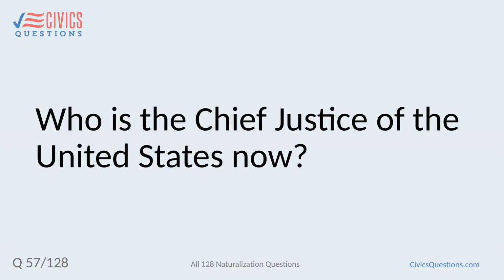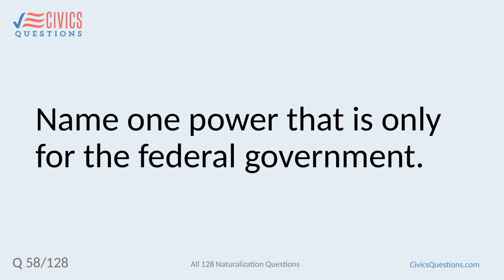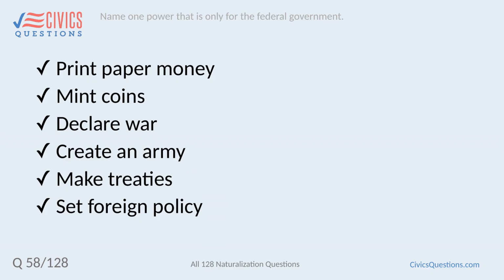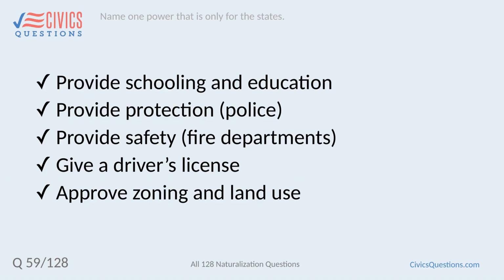Who is the Chief Justice of the United States now? John Roberts. Name one power that is only for the federal government. Print paper money, mint coins, declare war, create an army, make treaties, set foreign policy. Name one power that is only for the states. Provide schooling and education. Provide protection, police. Provide safety, fire departments. Give a driver's license. Approve zoning and land use.